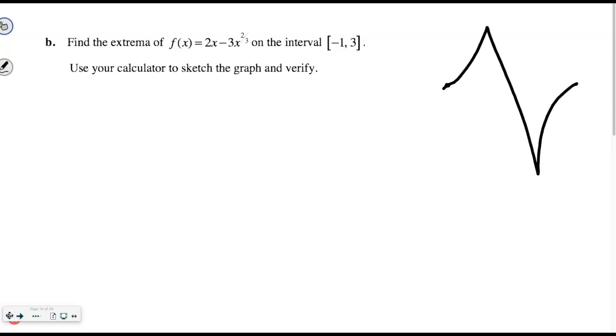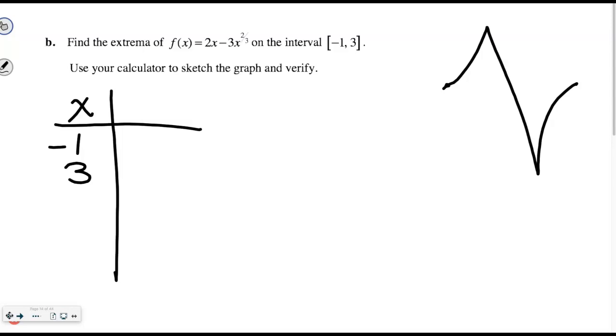So we're going to start off the same way, though. What am I going to put on my table first? The endpoints. Yep, so those are my first candidates. May or may not be the winner for max or min. So I just have to go up there and do 2 times negative 1 minus 3 times negative 1 to the 2/3.